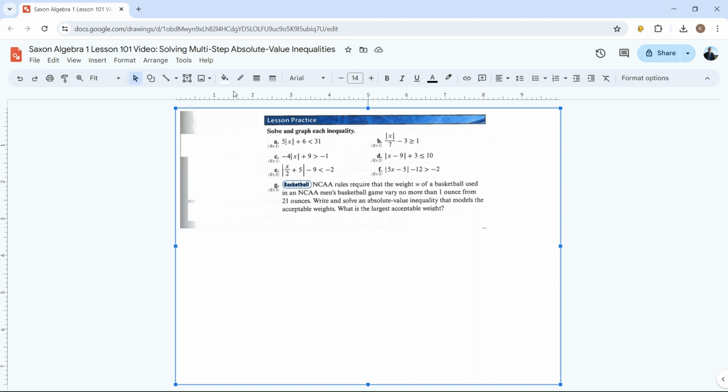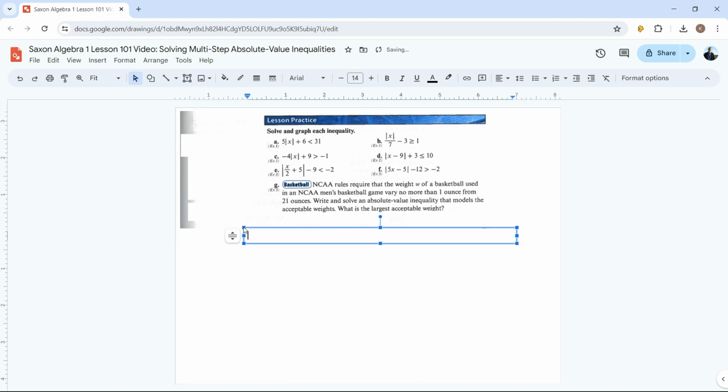Let's get started. So starting with letter A, we need to solve 5 times the absolute value of x plus 6 is less than 31. First thing I'm going to do with this one is write it out: 5 absolute value of x plus 6 is less than 31. I need to subtract 6 from both sides to work on getting the absolute value of x on a side by itself. When I subtract 6 from both sides, I get rid of my 6 on the left. On the right, 31 minus 6 is 25.